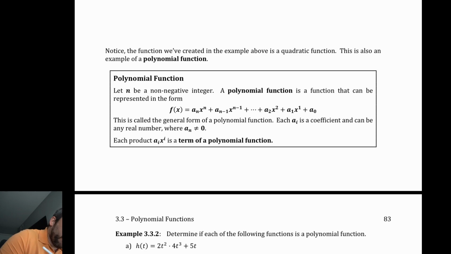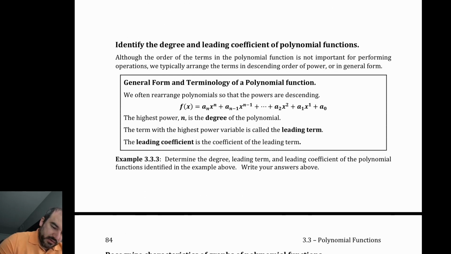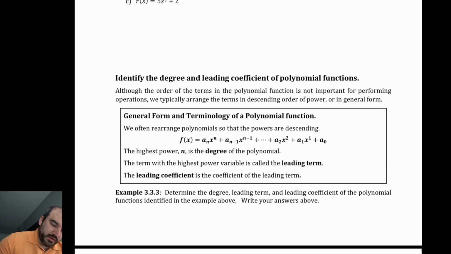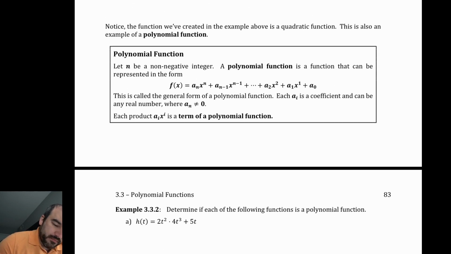This box here is important as far as polynomial functions are concerned. It gives you the standard form of a polynomial function. Was there another box? There's another box. Okay. A polynomial function is any function that has kind of terms. Each term is a power function with the exponents being non-negative integers.